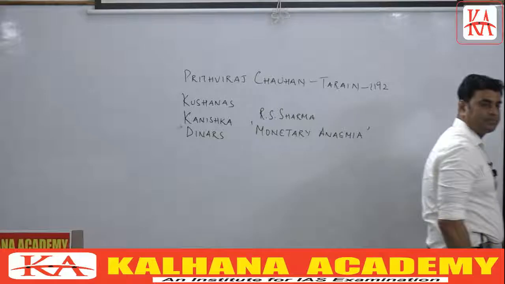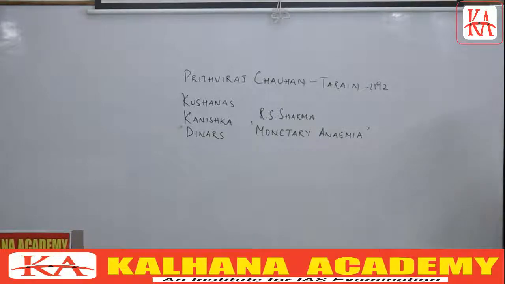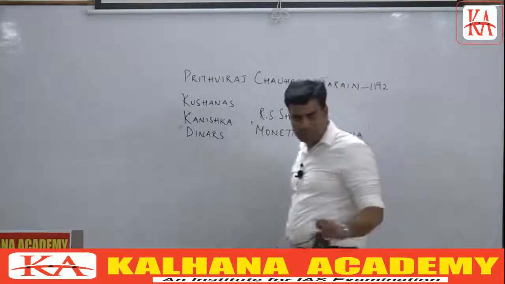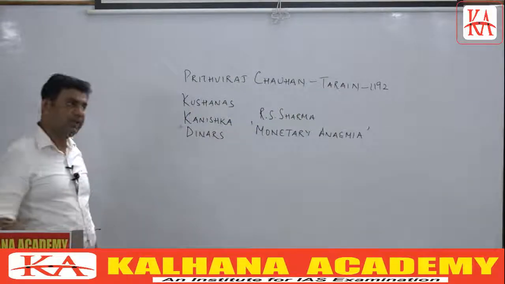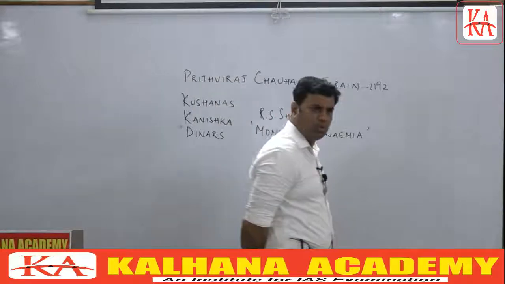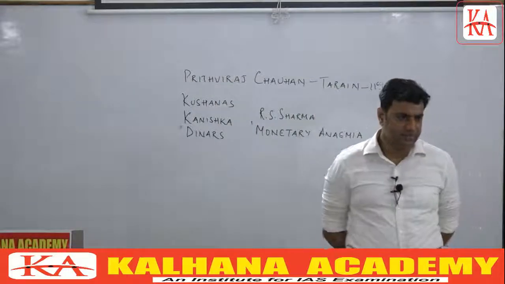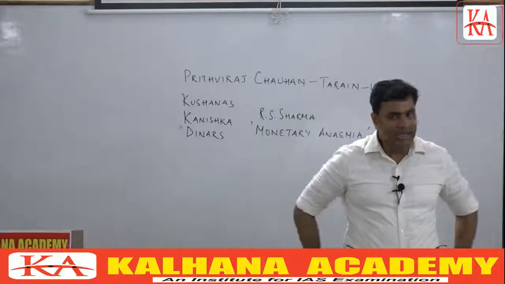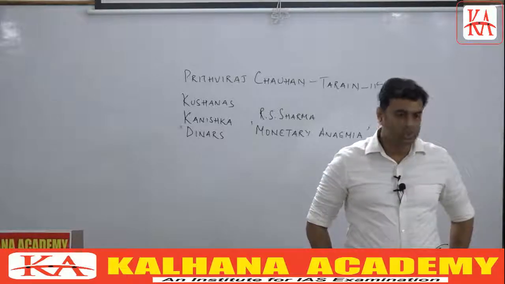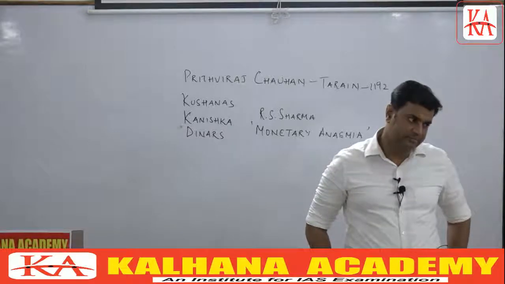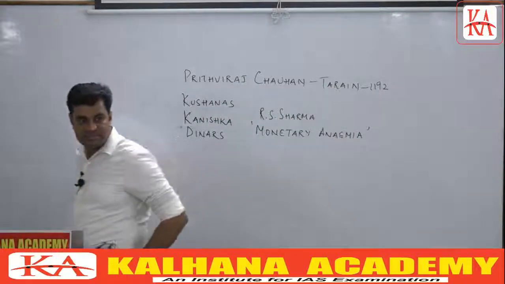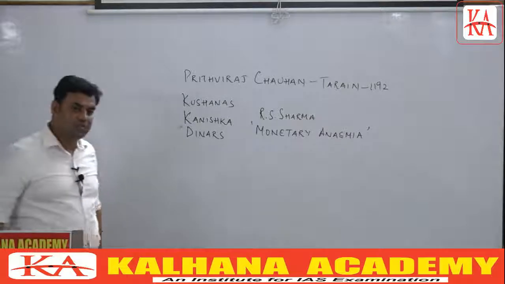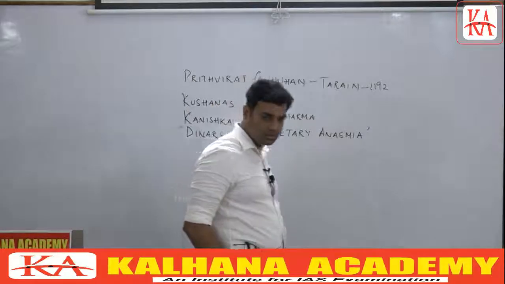Consequently, Muhammad Ghori allowed Prithvi Raj Chauhan to rule over the region of Ajmer. Chauhans were ruling from Ajmer. And this information is provided through coins.